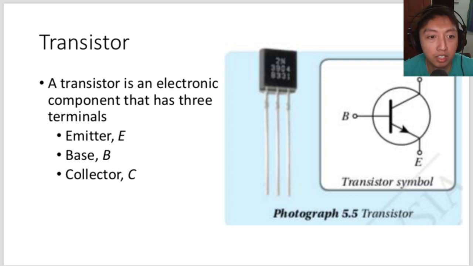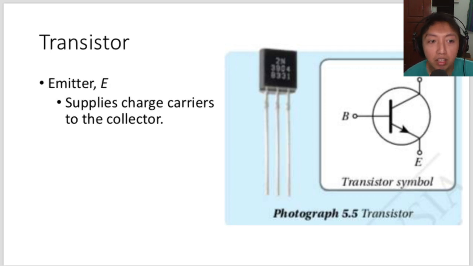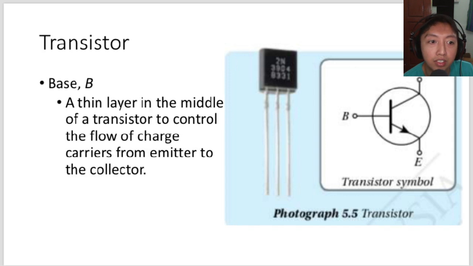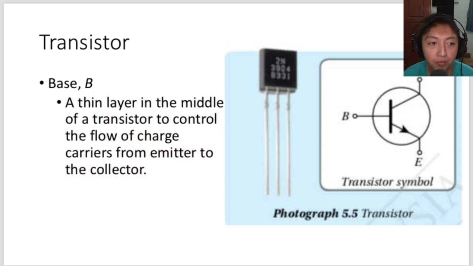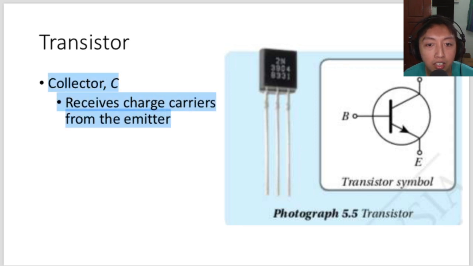Now, three terminals: emitter, base, and collector. Right? So the emitter supplies charge carriers to the collector. B is a thin layer in the middle of a transistor to control the flow of charge carriers from emitter to collector. This is very important, and I will go into this later. And collector C receives charge carriers from the emitter.